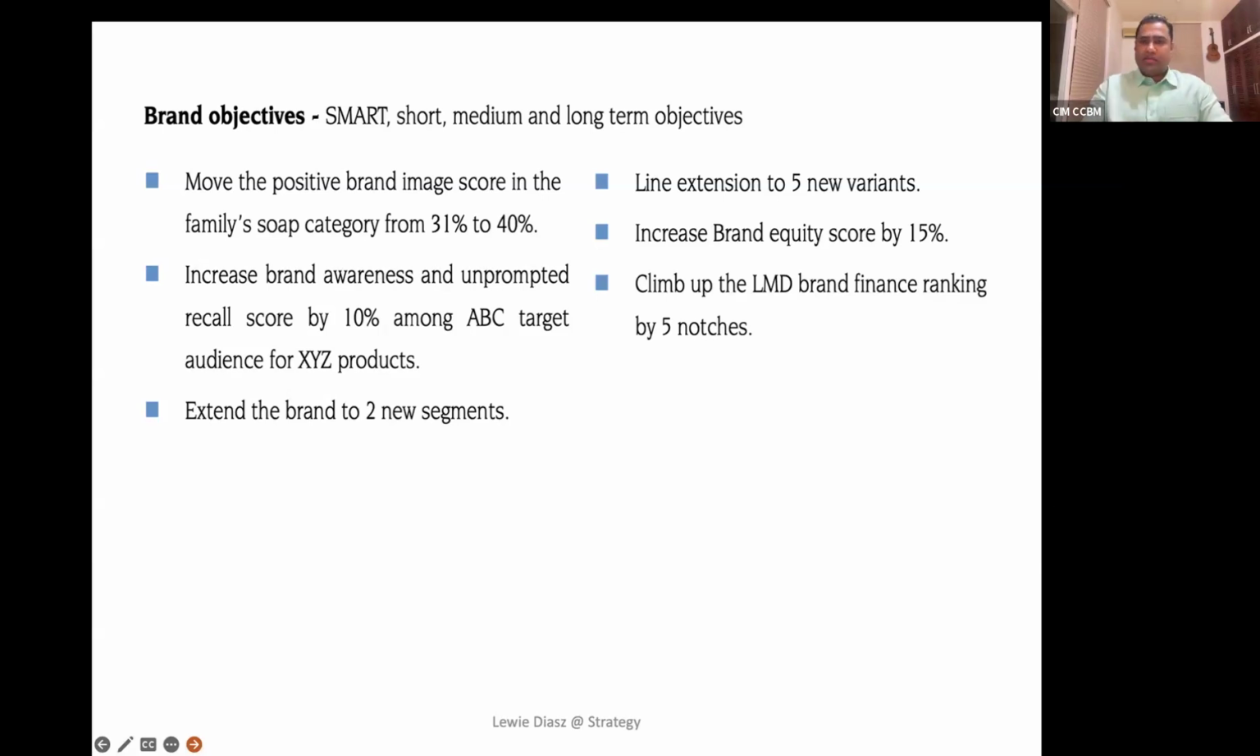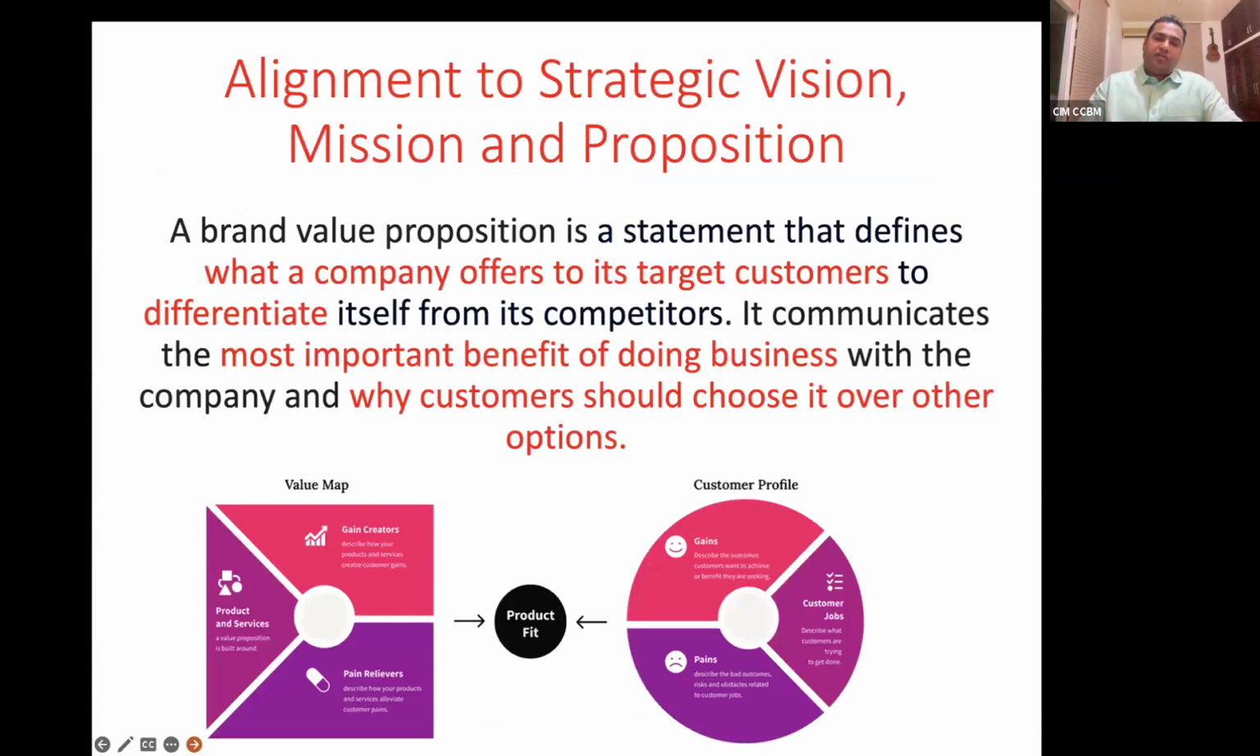Extend the brand into 2 new segments. Practice line extension into 5 different types of variants. Increase the brand equity score by 15%. These are all very good examples. Climb up the Brand Finance, LMD, Interbrand brand ranking. So I'll take you through the rankings in the next few slides. So I hope this is clear. We have objectives that we have for each brand. And this is sort of what we discussed as a theory in the previous chapter.